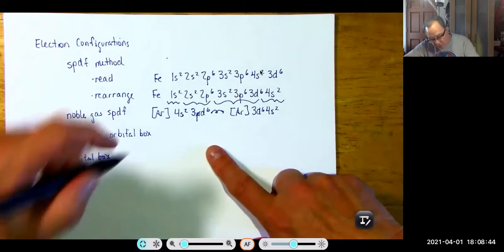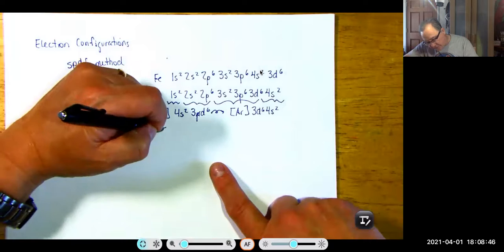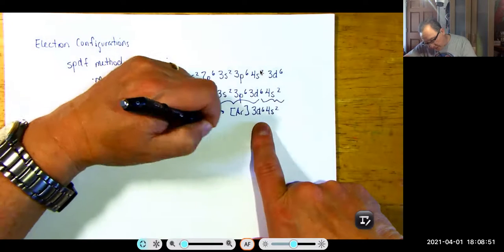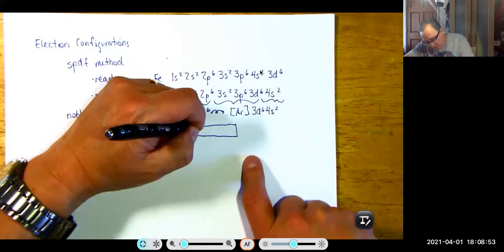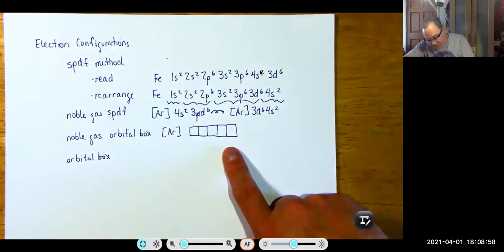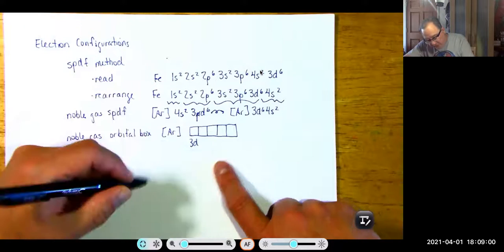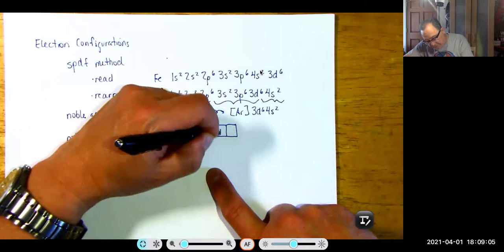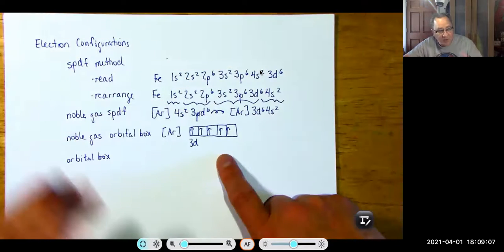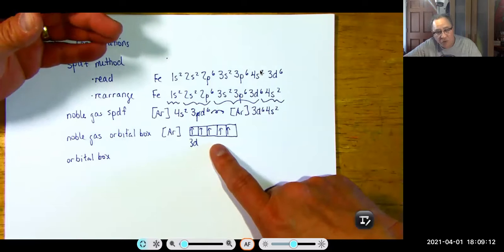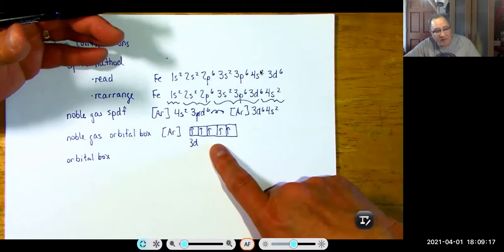The noble gas orbital box notation looks as follows. Argon, and we're going to use this. A D subshell has 5 orbitals. 1, 2, 3, 4, 5. So that's the 3D. And you put electrons in there, and you put 1 electron per orbital. Because the deal is according to Hund's rule, when you put electrons in these orbitals, you want to put 1 per orbital if the orbitals are all the same energy before you pair them up.